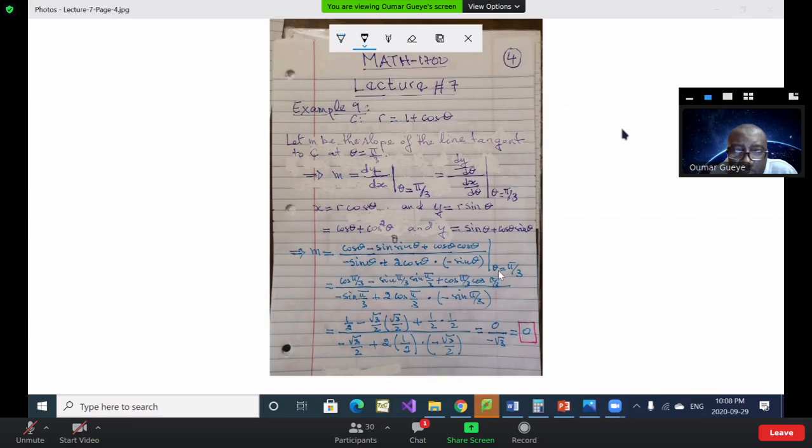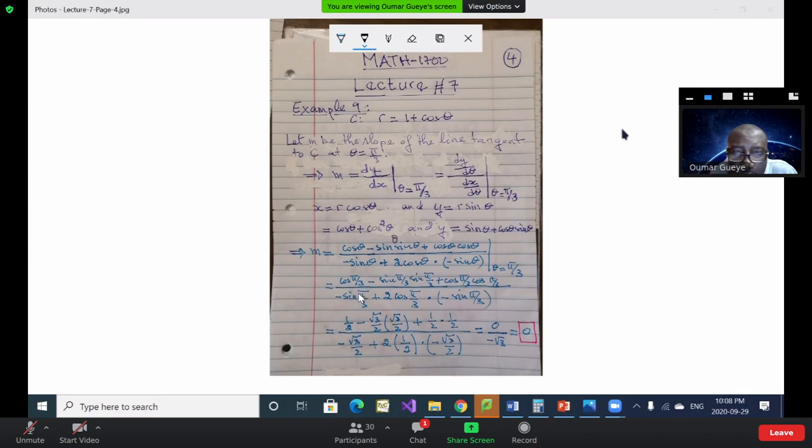Next step, we're going to substitute theta by its value in order to get the value of m. And that's exactly what I did here. From this step, I'm just going to substitute theta by pi over 3. And second last step, we're going to calculate this value. Cosine of pi over 3 is equal to half. You calculate sine of pi over 3, which is root 3 over 2, times root 3 over 2 for the second factor here. And for the last term, cosine of theta is equal to half.